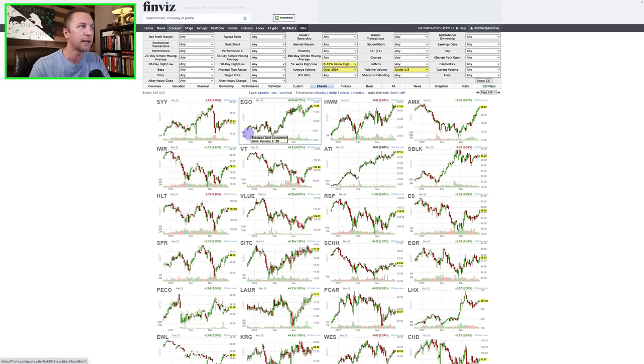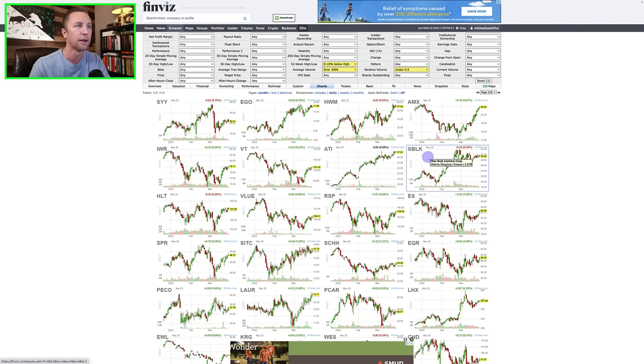There's quite a few pages here. We can go on to the next. You can see various other setups like HWM. It's getting very tight right here. SBLK, Star Bulk Carriers. Look at that flag right there as price is getting very, very tight, which indicates that we could have a very strong move here in the very near future.